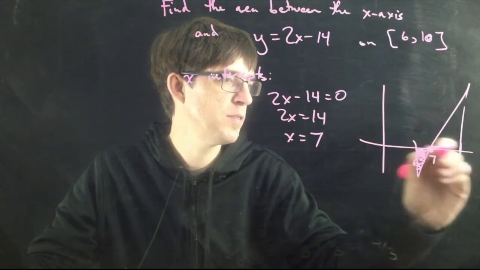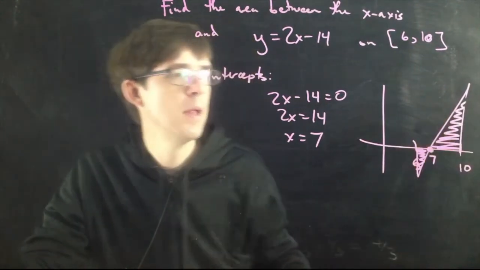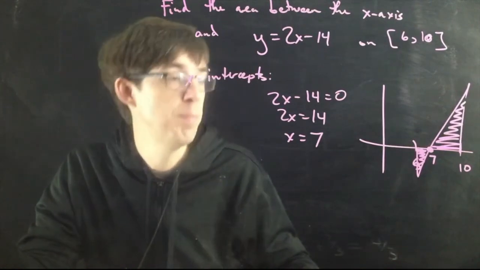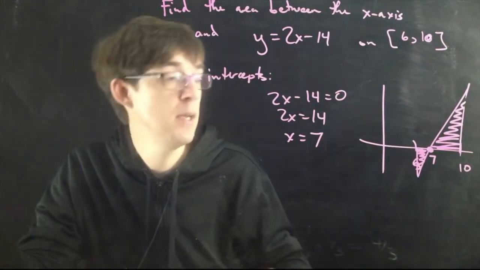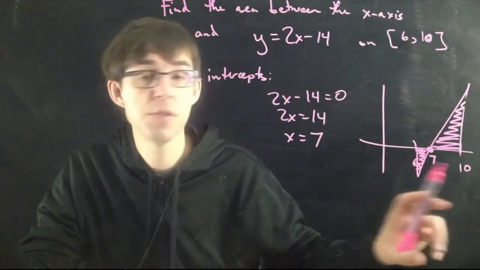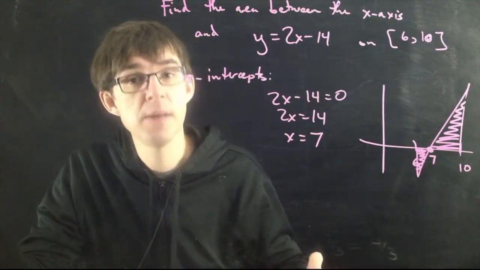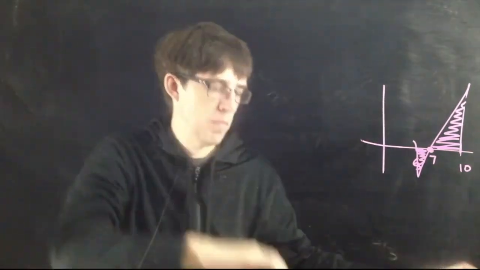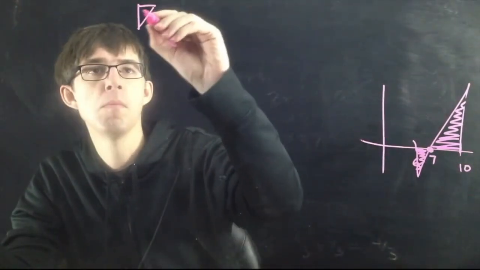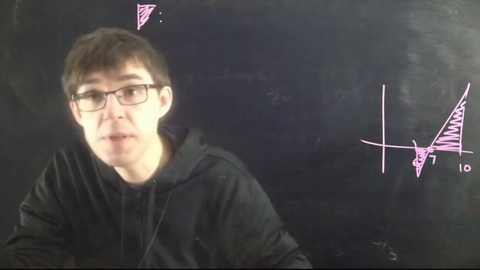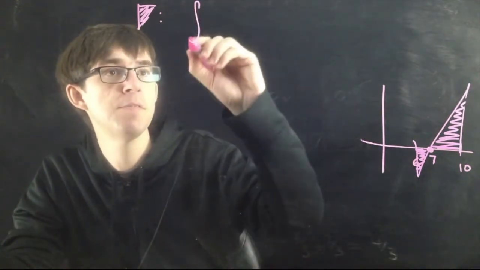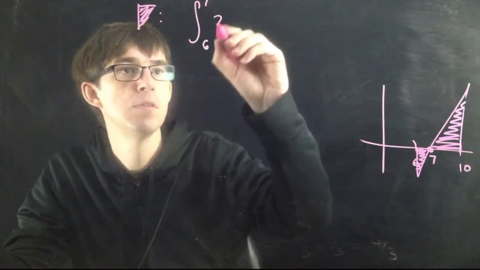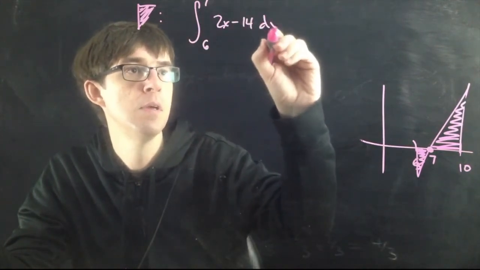So what I'm talking about is one small negative bit area and then one larger positive bit area. We're going to have to do like we just did in the other problem. Break up the integral into 2 parts, make each part positive, and add them together. Let's do it. So for this little piece in the negative direction, I'm going to have to do the integral 6 to 7 of that function, 2x minus 14 dx.